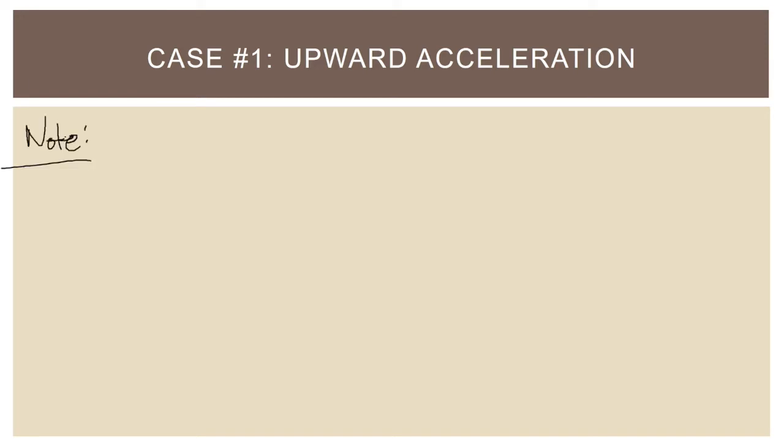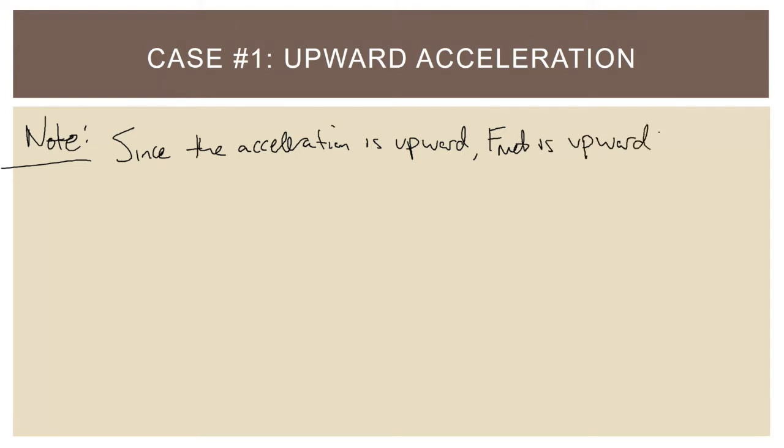And what I hope you realize is that whenever, and this is not just true for this problem, it's true for all problems, whenever you are told the direction of an object's acceleration, then you are also technically being told about the net force. And so what we can say here is that since the acceleration is upward, F net is upward. Why? Because the acceleration, according to Newton's second law, is directly proportional to the net force. So since the acceleration is upward, the net force is upward.